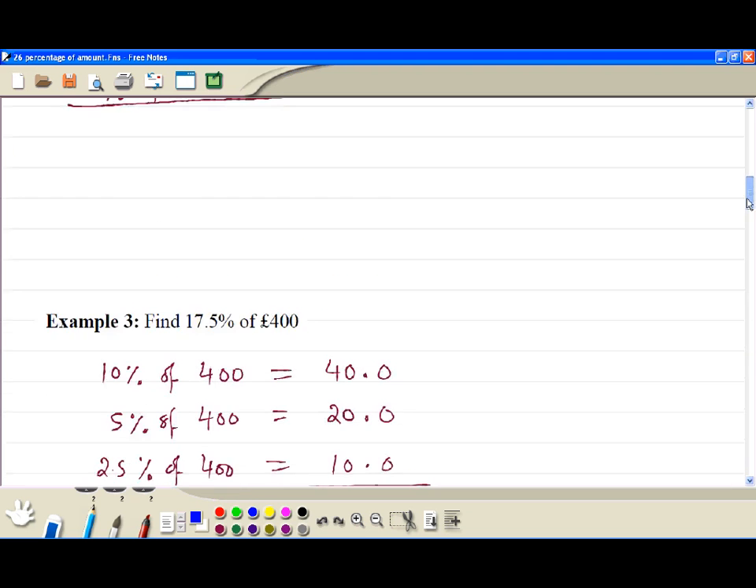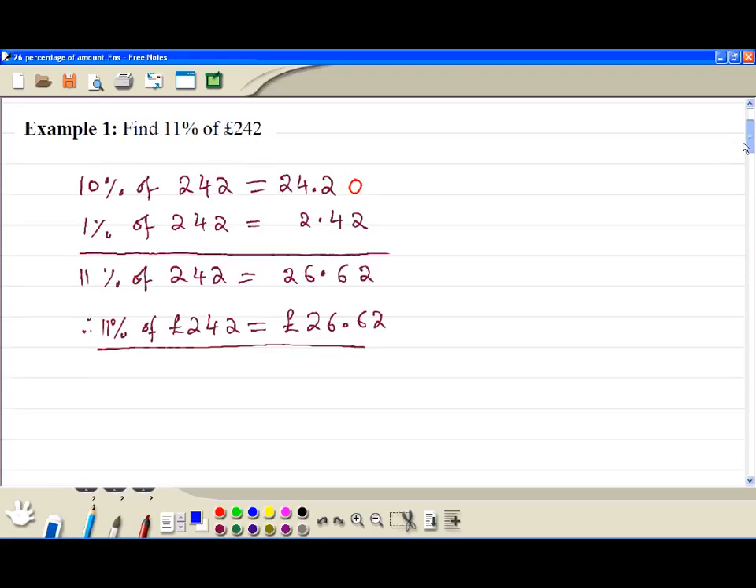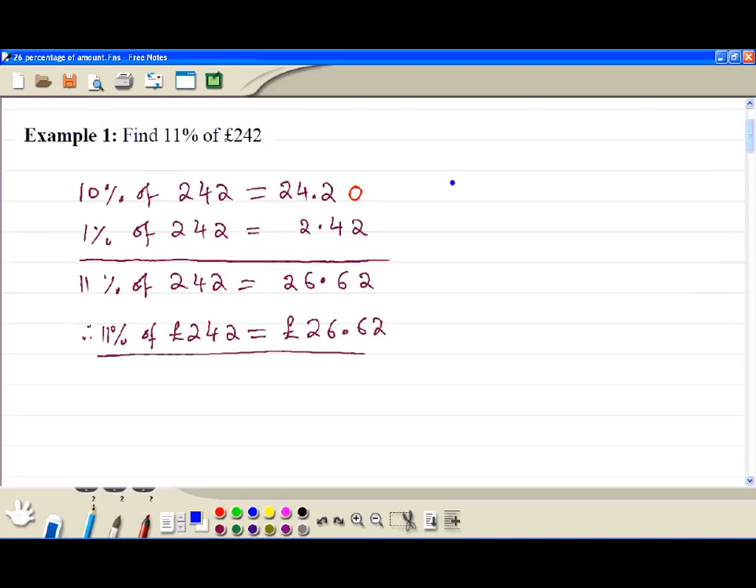This is method 1, or alternatively we could do these examples. So here 11% we write as a fraction, 11 out of 100. Then we multiply the amount 242 divided by 1. First we multiply the top two numbers, so we do 242 times 11.